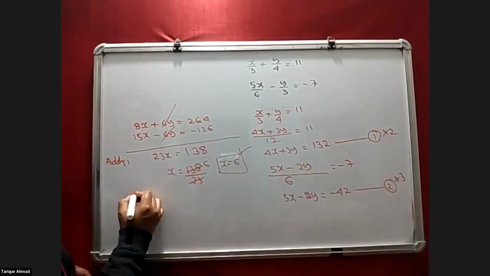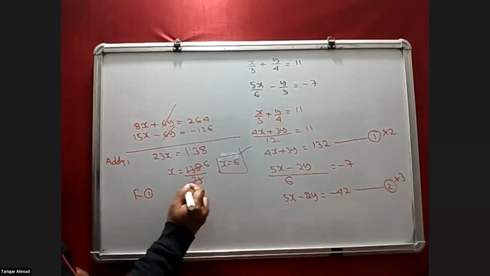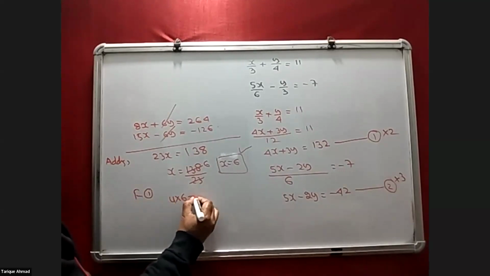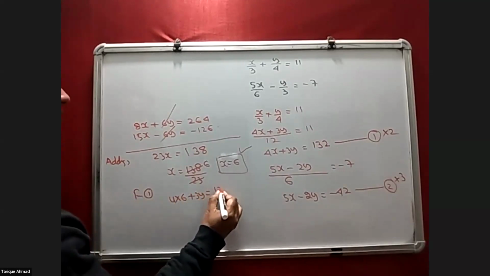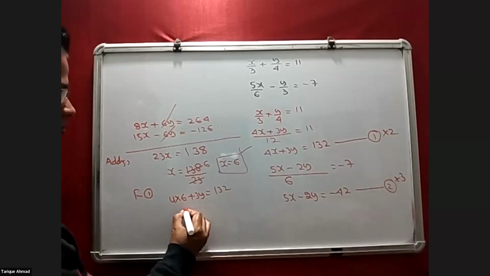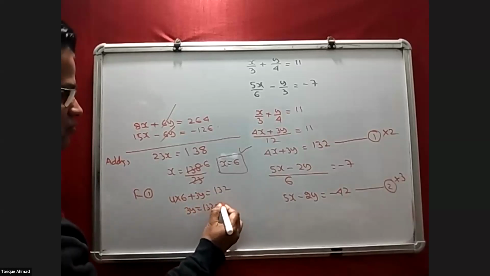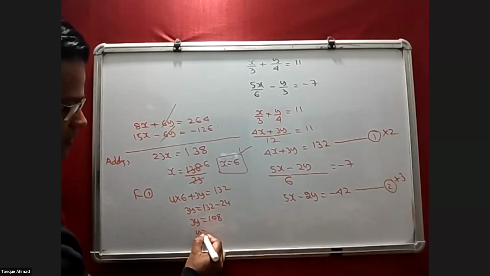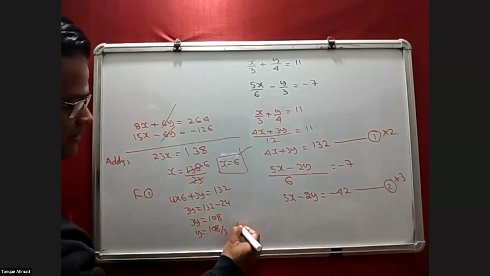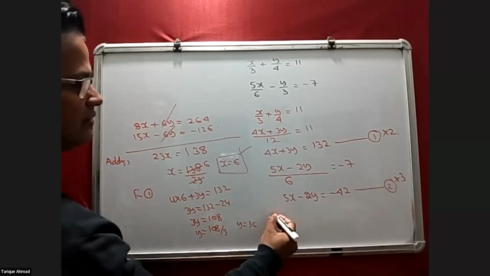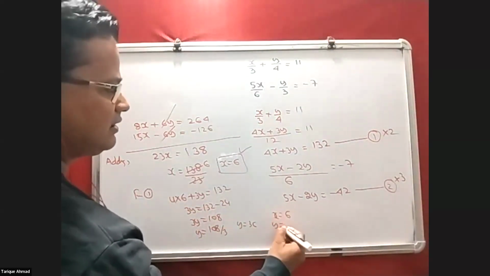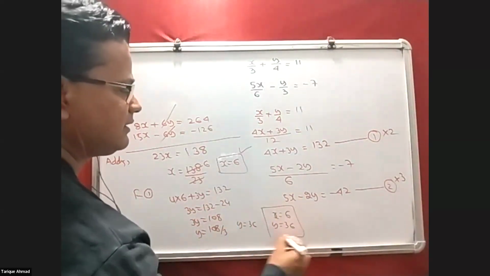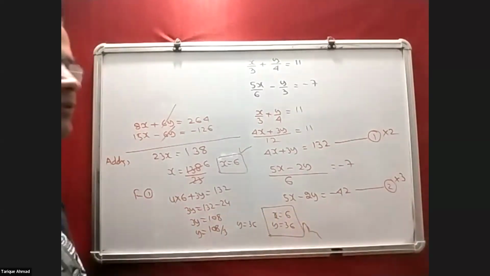Now from any one equation, from 1, 4 into 6 plus 3y, 132. So 3y equals 132 minus 24. 3y is 108. Y is 108 by 3, y is 36. So x is 6 and y is 36, and this is the answer. We get it.